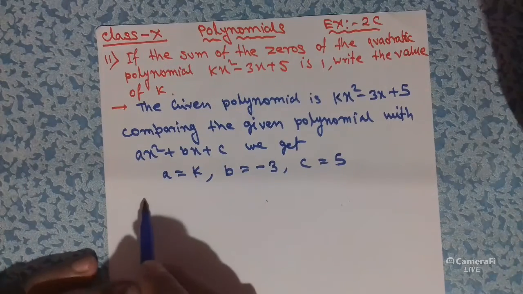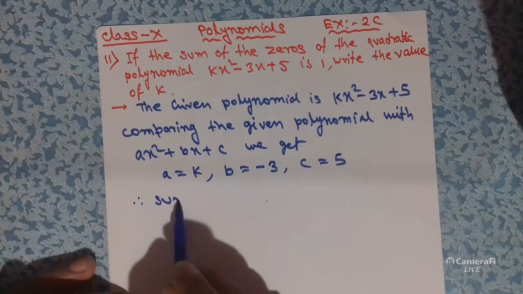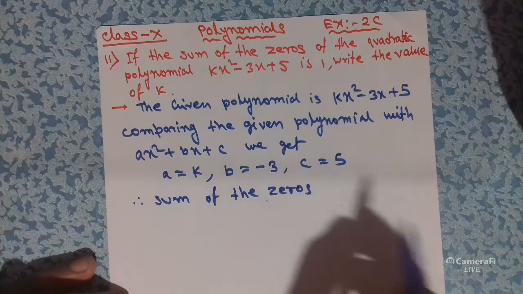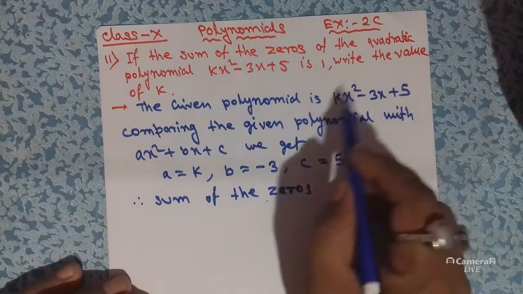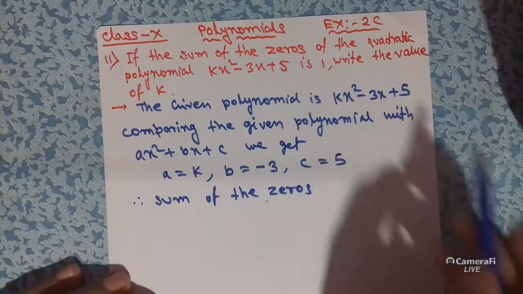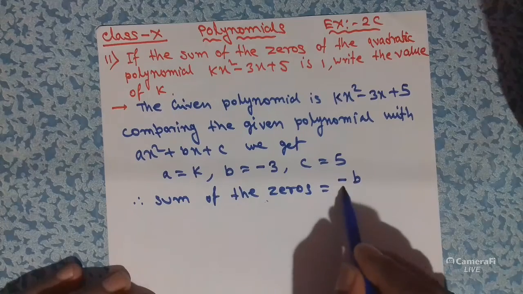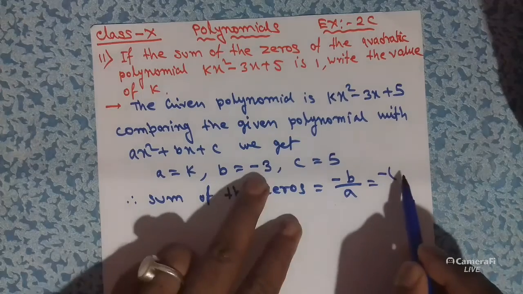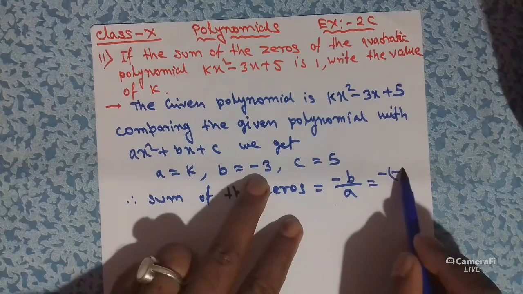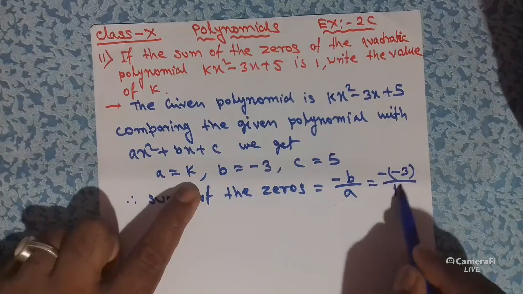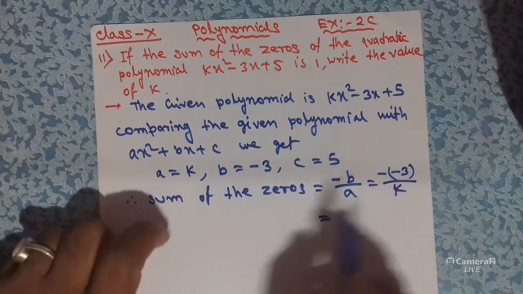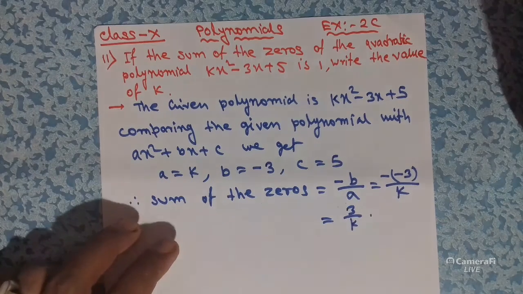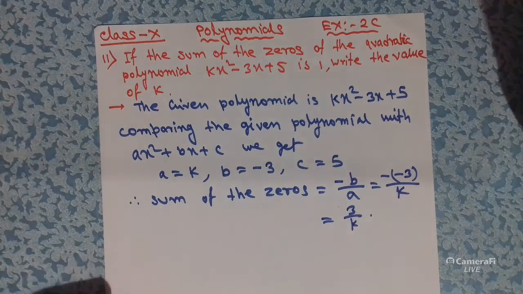So according to this polynomial, what will be the sum of the zeros? Sum of the zeros is always minus b by a. So minus b by a means minus of b, the value of b is minus 3 and the value of a is k. So this implies the sum of the zeros will be minus minus plus 3 by k. So sum of the zeros is 3 by k.